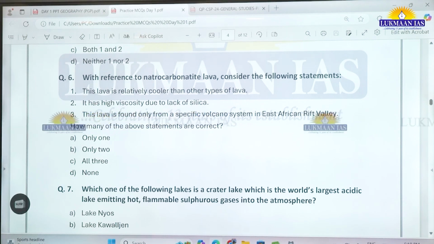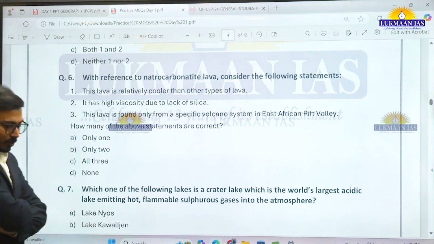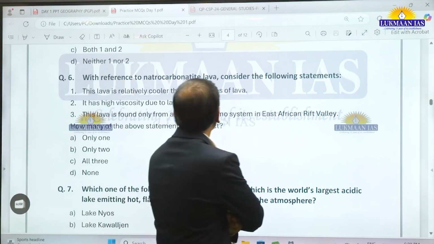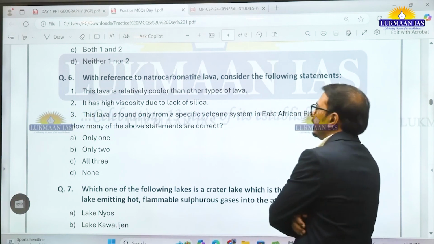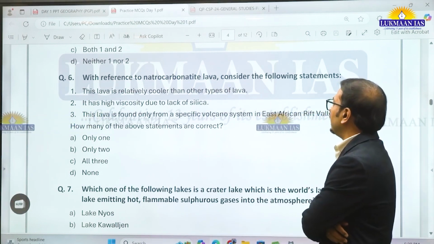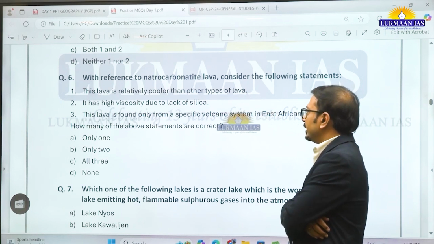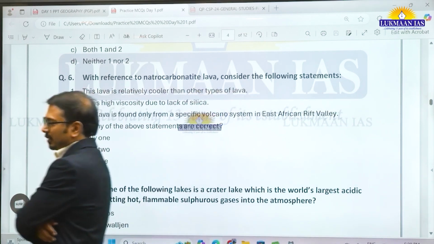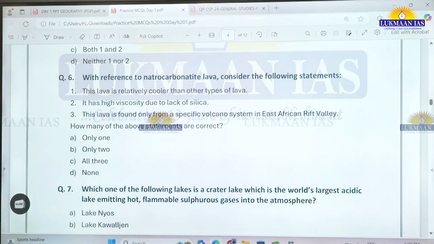Basic type of lava. See, this is a very rare kind of lava having a very low melting point. It is relatively cooler than other types of lavas. It is so cool that it is basically black in color, and it is very unique.